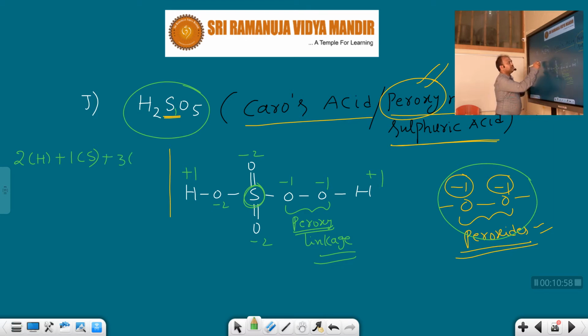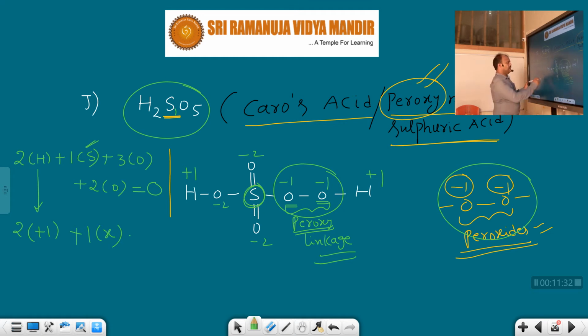In these 5, 3 oxygens generally exhibit a -2 oxidation state, and 2 oxygens have a peroxy linkage like this. This is 1 oxygen, this is 1 oxygen having the peroxy linkage. The sum of the oxidation numbers of all atoms of the elements in a given compound should be equal to its charge. Compounds are always electrically neutral, that's why the charge is 0. Now you take the hydrogen oxidation number +1, the sulfur oxidation number we don't know, we have to find it, say X, and oxygen.